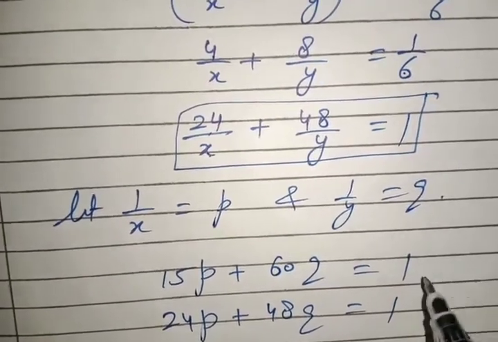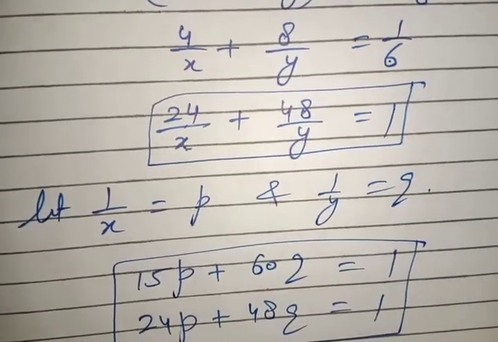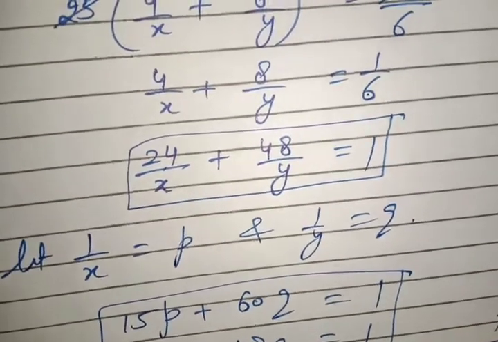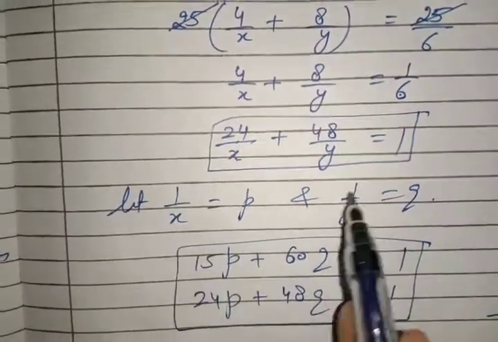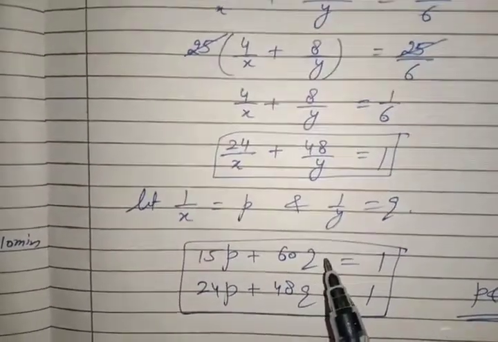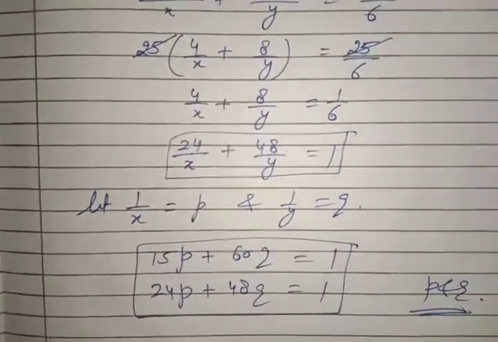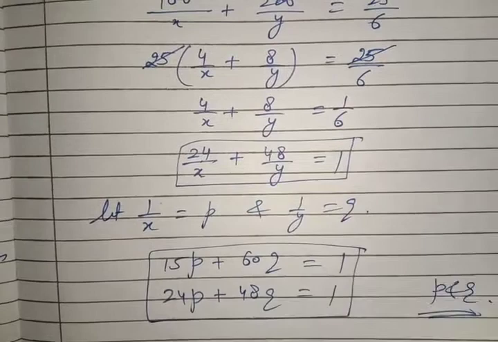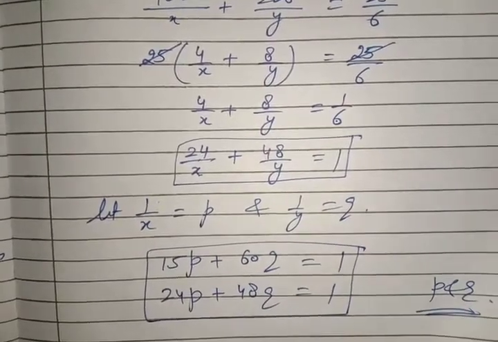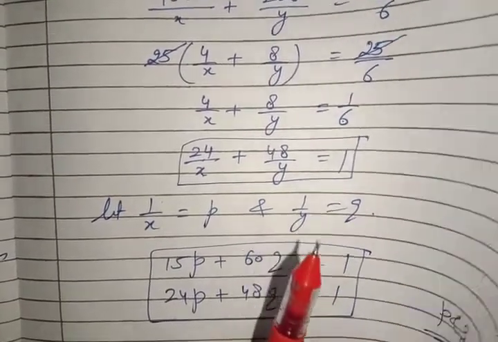Now you can solve these two equations, and after solving for p and q, you can put these values in place of this and you can get x and y. If there is any doubt, again I am repeating that in the description box I have given the link. Just go through it and try to solve it on your own.